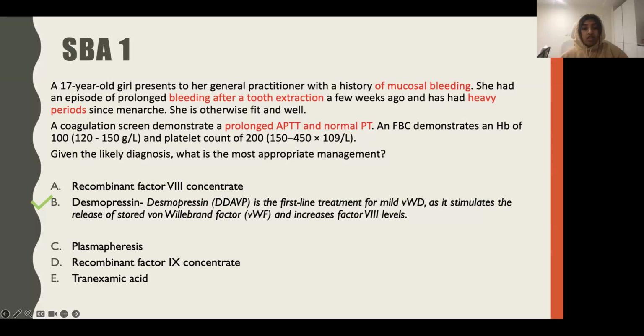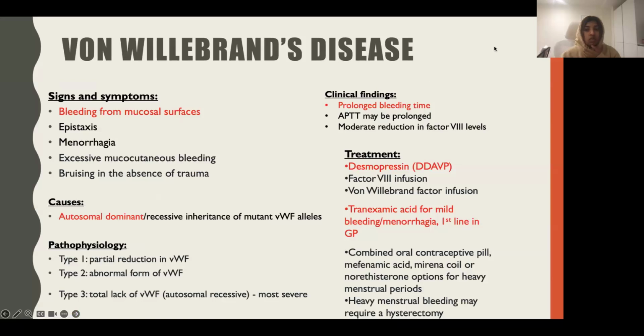And the first line is desmopressin. You can give tranexamic acid in primary care if her only problem was menorrhagia. But she's got bleeding after a tooth extraction, for which you would give first line desmopressin. So that's the correct answer. I hope that makes sense. So yeah, von Willebrand disease.